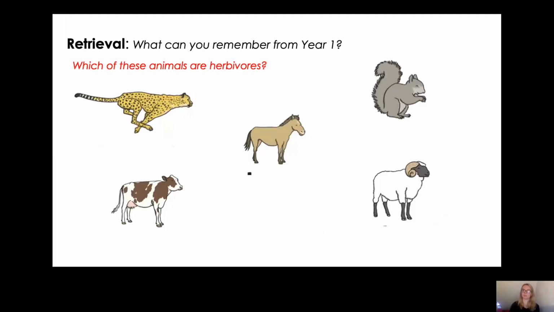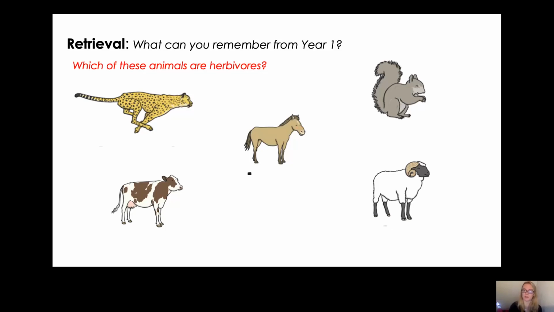So here's your next question. And it asks, which of these animals are herbivores? So we've got a cheetah, a cow, a horse, a squirrel, and a sheep. Can you pause the video and have a think which of these animals are herbivores? Okay, Year 2, so let's start with the cheetah. Now, what do cheetahs eat? Well, cheetahs eat animals like gazelles and zebras and birds, which are all meat. So our cheetah is not a herbivore, is it? Because it doesn't eat only plants. It's a carnivore because it only eats meat.